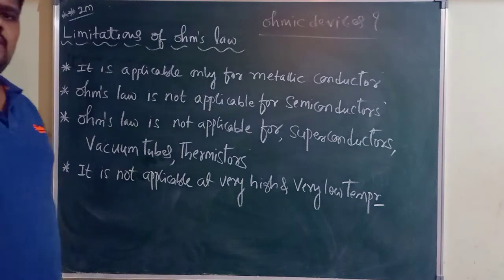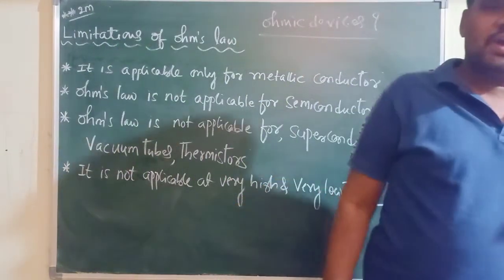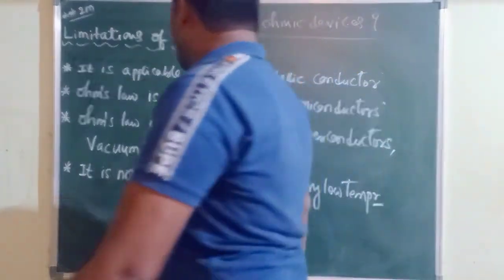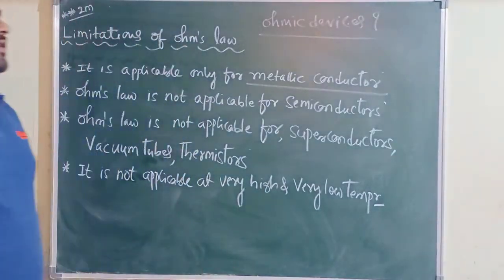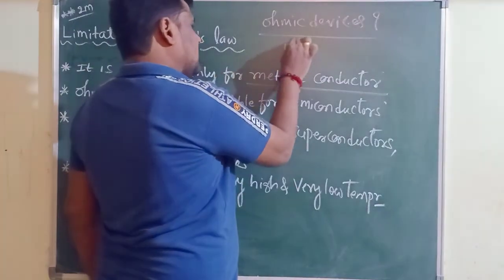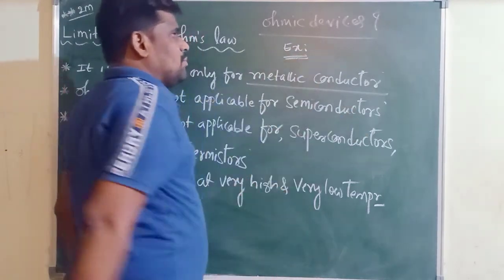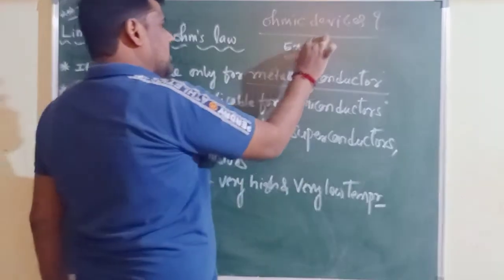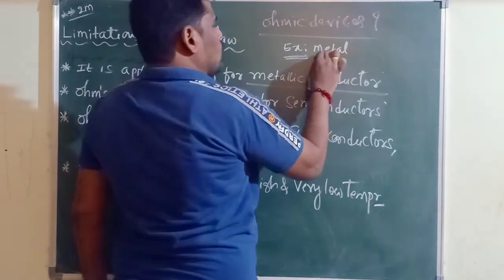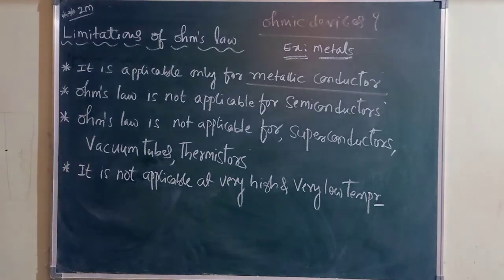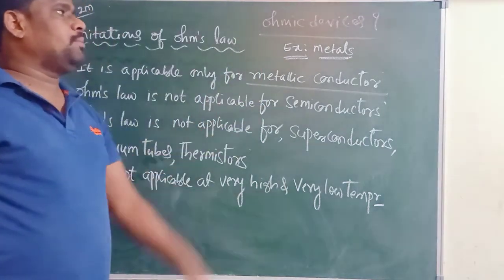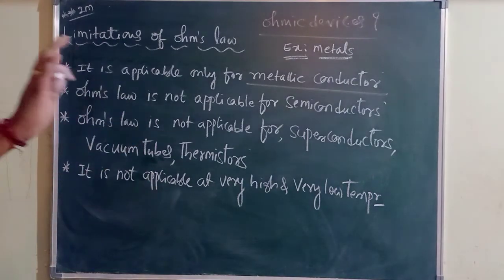The devices to which Ohm's law applies, we call them ohmic devices. Look at this list: Ohm's law is applicable for metallic conductors. Therefore, the metallic conductor is an example of an ohmic device, or metals are examples of ohmic devices. And the devices for which Ohm's law is not applicable are all called non-ohmic devices.